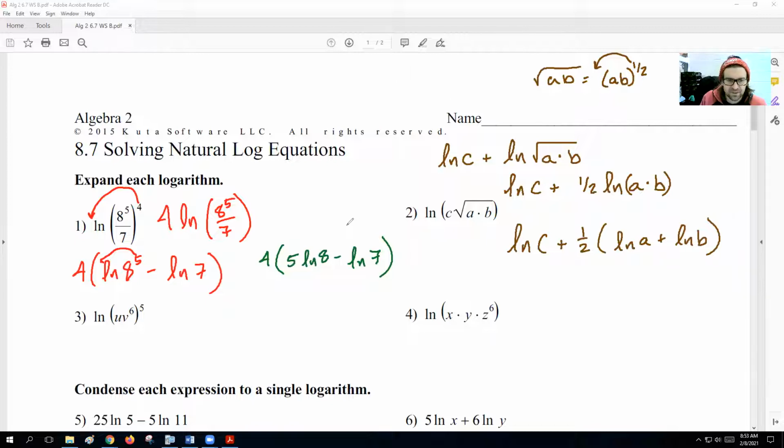So these expansions aren't really too bad. If you look at here, anything multiplying, you're going to be splitting into adding. So this would be splitting into adding, splitting into adding, splitting into adding, but then we'd have to move the 6 in front of the z. So like for number 4, we'd have the natural log of x plus the natural log of y, and then plus, not the natural log of z, but 6 times the natural log of z.